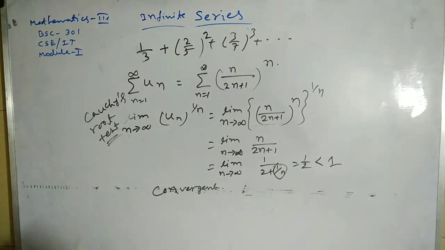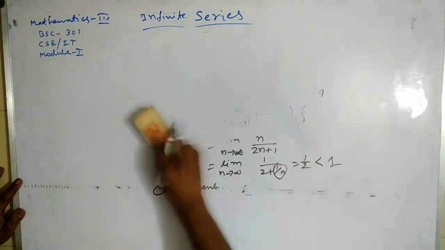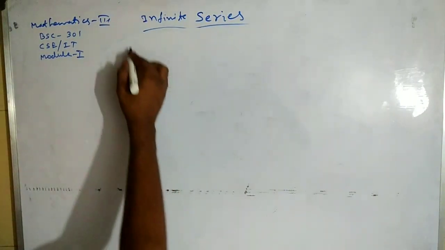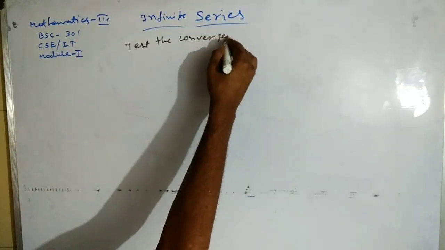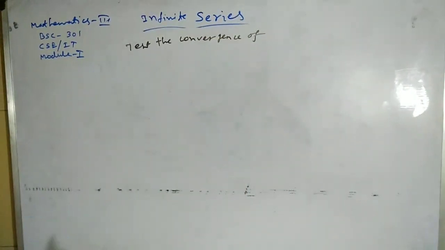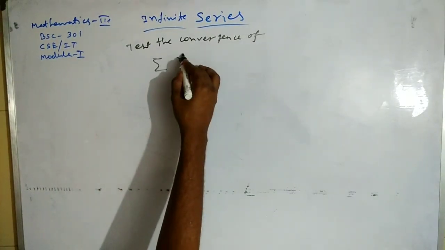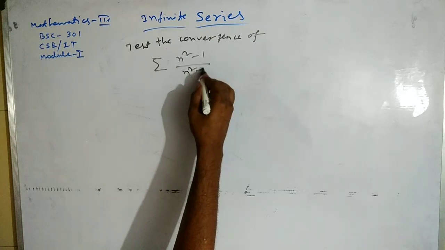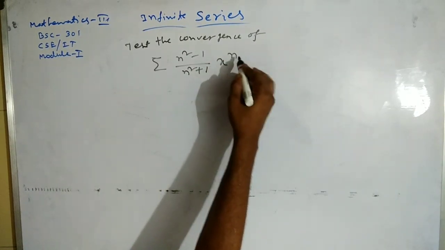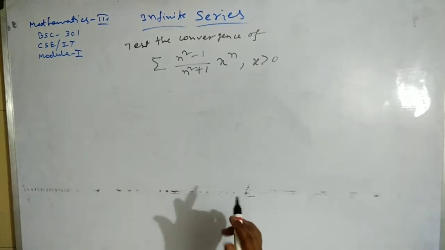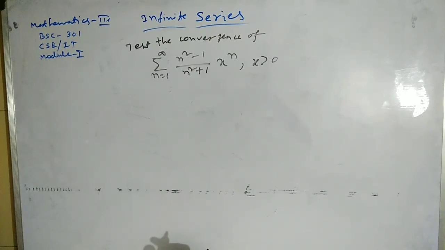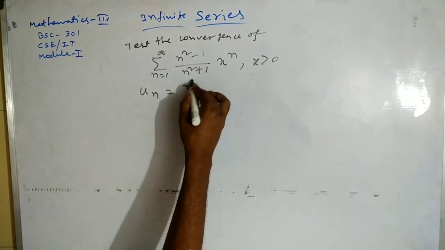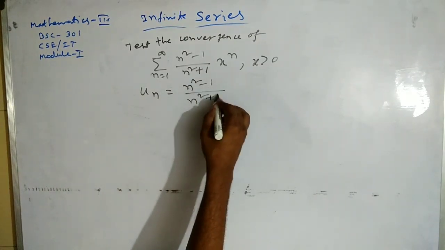Okay. So the next problem is to test the convergence of the series summation n square minus 1 by n square plus 1 into x to the power n, where x is greater than 0, n equal to 1 to infinity. So we have to check the convergence of this series. So here un equals n square minus 1 by n square plus 1 times x to the power n.